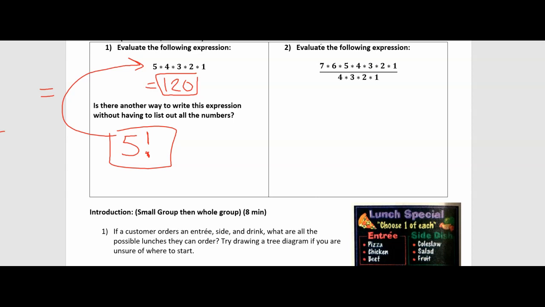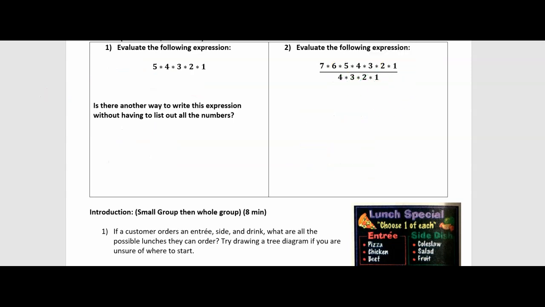Okay, let's move on to number 2. We're going to evaluate that expression. Well, you could multiply everything in the numerator, everything in the denominator, and then try to simplify, but it'd probably be easier to just factor out the common factors, right? Or simplify out the common factors. So that leaves me with just 7 times 6 times 5. That leaves me with 210. So just a quick way to do that would be to simplify first and then multiply rather than multiply and then simplify.